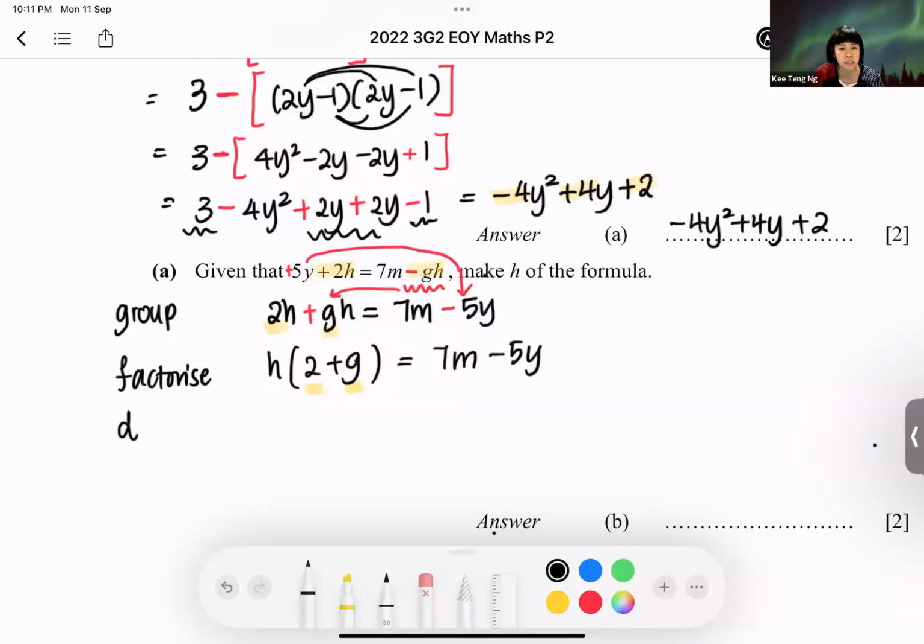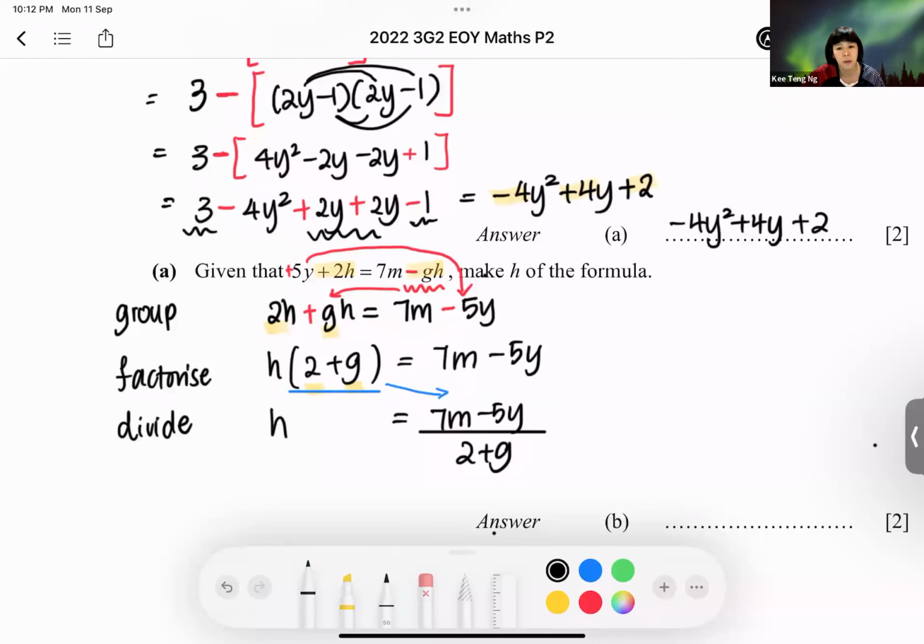Last but not least, D for divide. So what am I going to get rid of? I only want H. I don't want the 2 plus G. Please be careful of the way you all do division. So if this whole thing goes down to the bottom, this whole thing is 7n minus 5y over 2 plus G. Don't do it the other way around now.